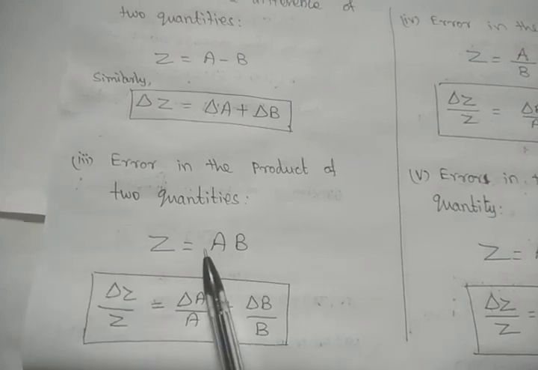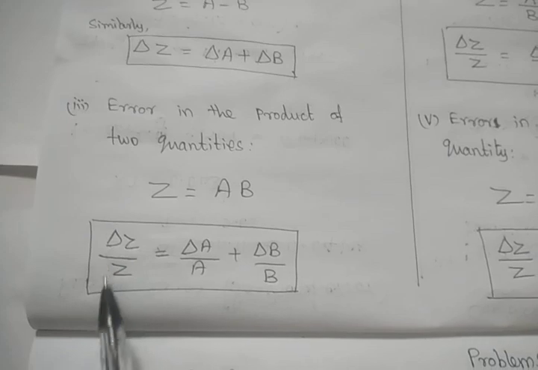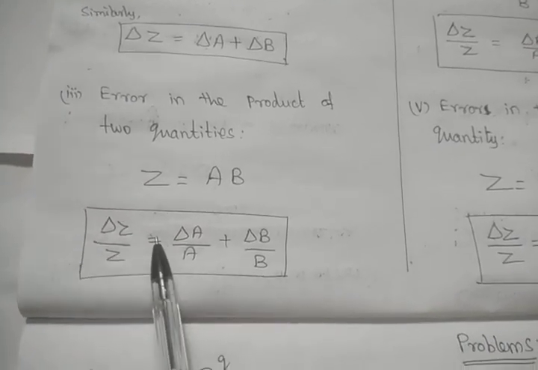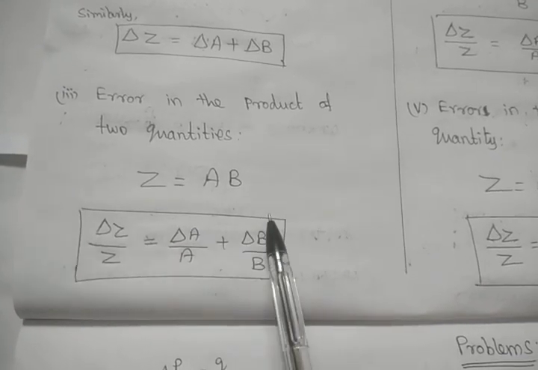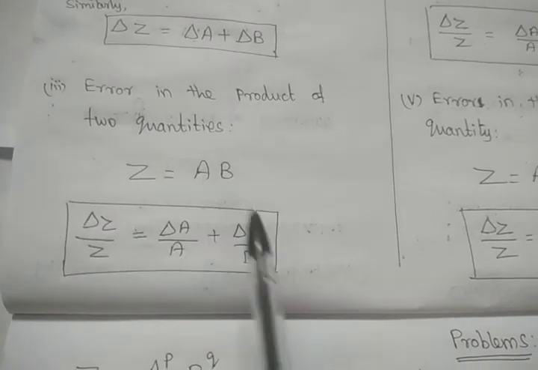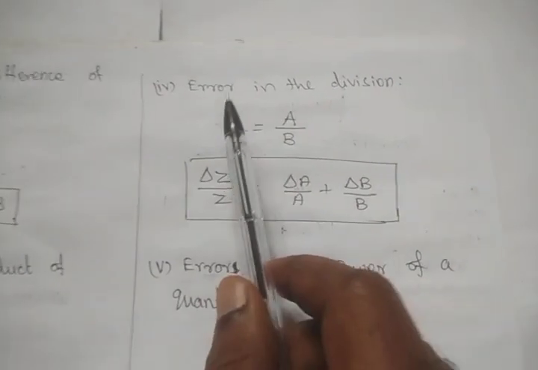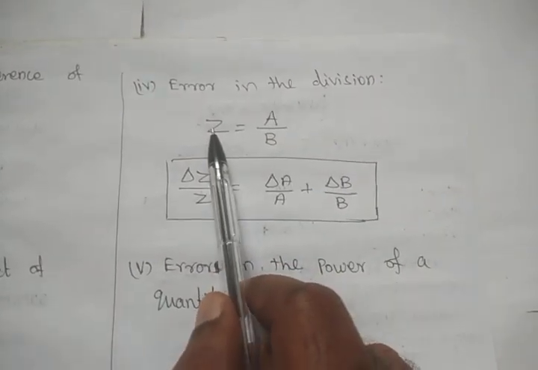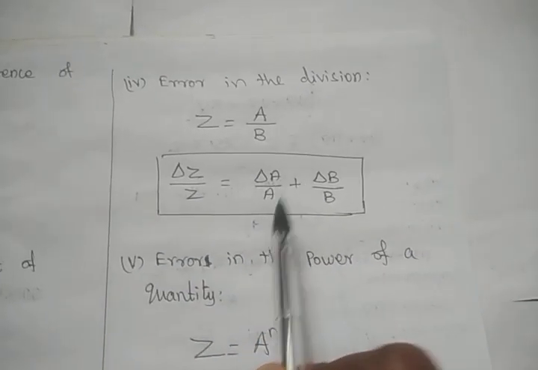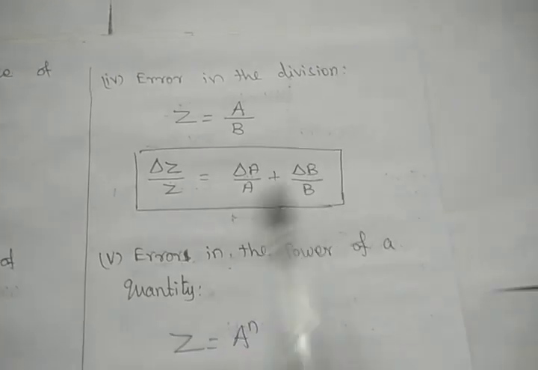Product means multiplication. If you multiply the two physical quantities, what is the error? Delta Z by Z, where delta Z is the total error divided by the total value, is equal to delta A by A plus delta B by B. Delta A is the error in the first reading A, and delta B is the error in the second reading B. Also, what is the error in the division? Error in the division means Z is equal to A by B. So delta Z by Z is equal to delta A by A plus delta B by B.